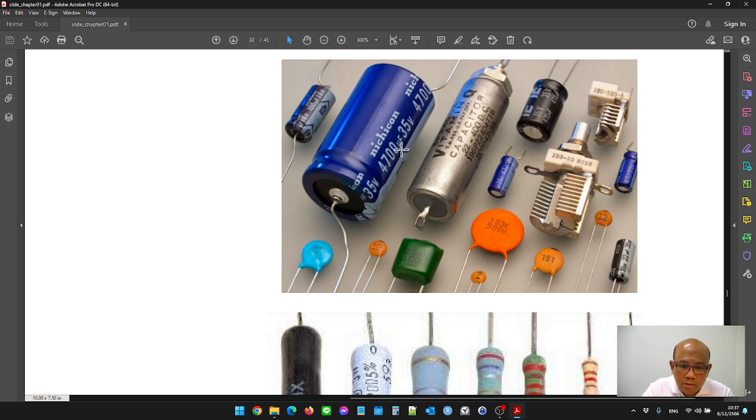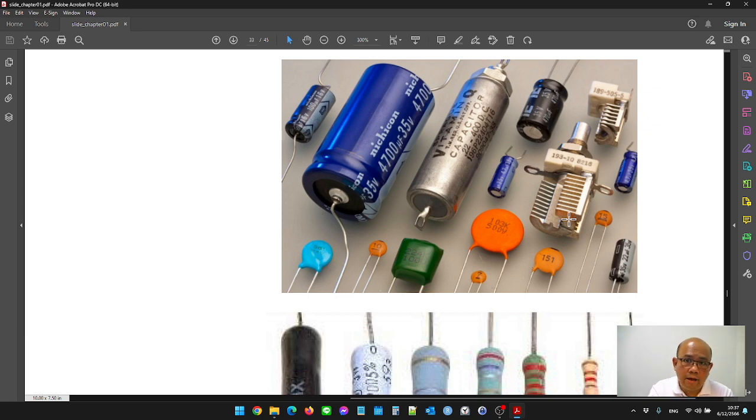Here, the electrolytic capacitor is rated for a maximum voltage of 35 volts. You can give it the maximum of 35 volts, but I don't recommend this. You should use only 80% of the 35 volts. And the next one here is what we call a variable capacitor. In this type you can adjust the capacitance of the capacitor.